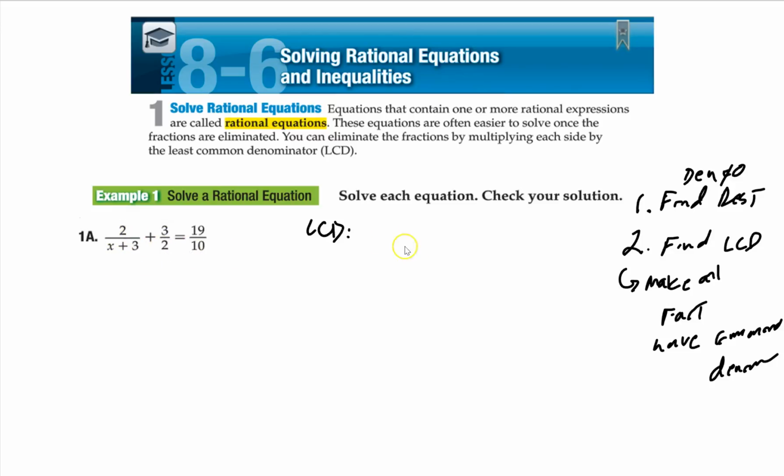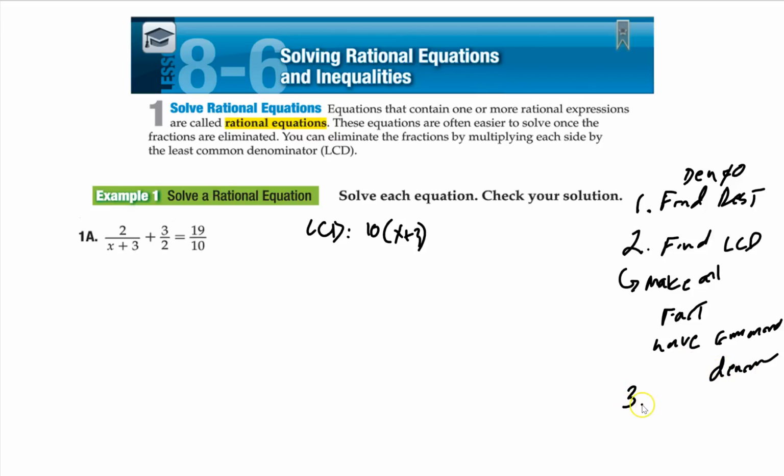Well, I have an x plus 3, I need that. So that's missing x plus 3, multiply that by an x plus 3, multiply that by an x plus 3. But what is this missing? Well, there's a 2 and a 10. They both go into 10, so your LCD is 10 times x plus 3. So you want them all to have the same bottom. You need x plus 3 for all of them. You're going to need 2 and a 10, so which one's bigger? 10 is. They both go into 10. So you're going to make them all have the same LCD.